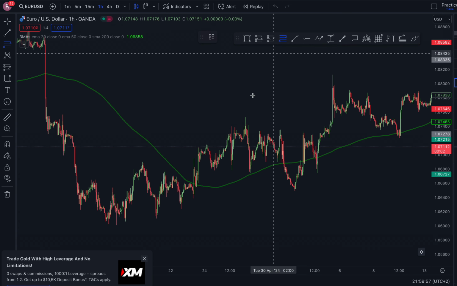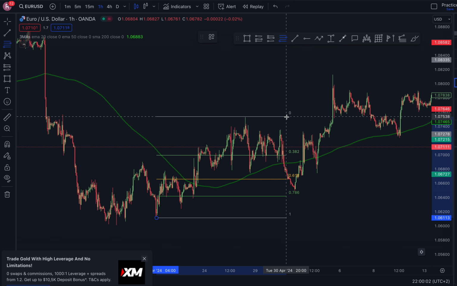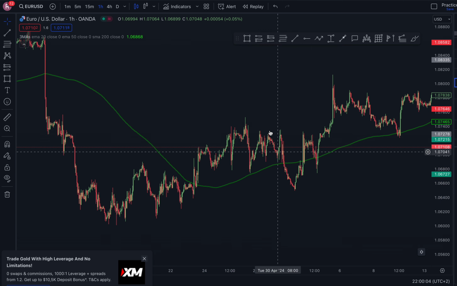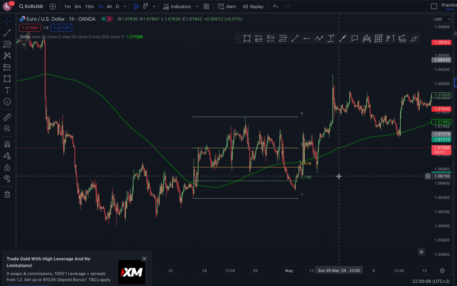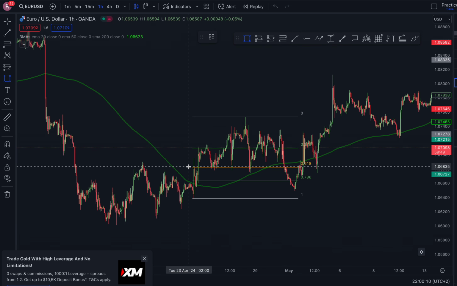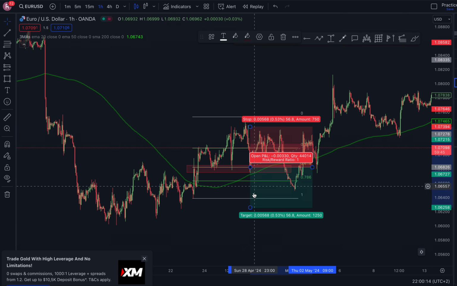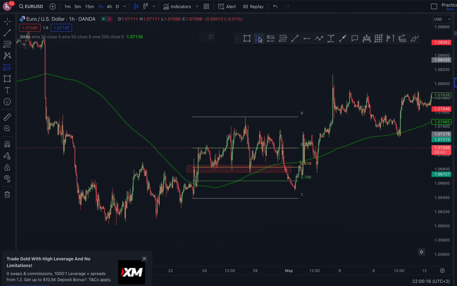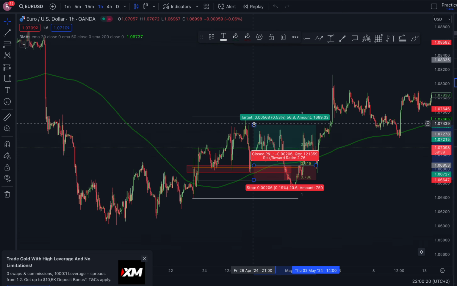See, price is now above our EMA. We're gonna draw from the low to the high. There really isn't anything. Draw from here to here. All right, cool. We can see that price is respecting our 618 right here. That was gonna be a humble buy. So take a buy right there.